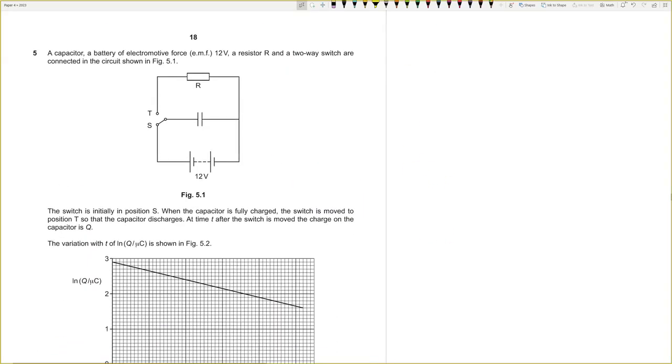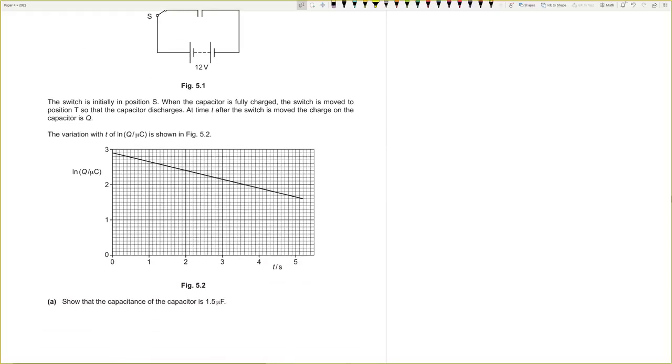We have a capacitor, a battery of electromotive force, EMF 12 volts, a resistor R, and a two-way switch connected in the circuit as shown in figure 5.1. The switch is initially in position S. So the capacitor is charging up. When the capacitor is fully charged, the switch is moved to position T so that the capacitor discharges. At time T after the switch is moved, the charge on the capacitor is Q.